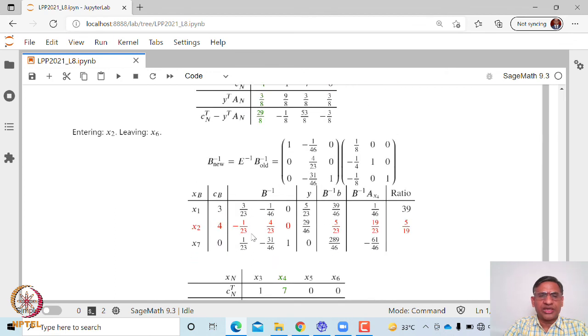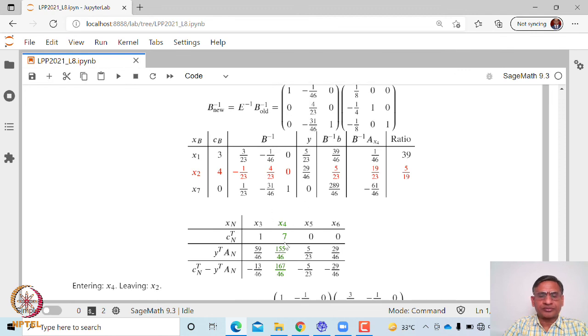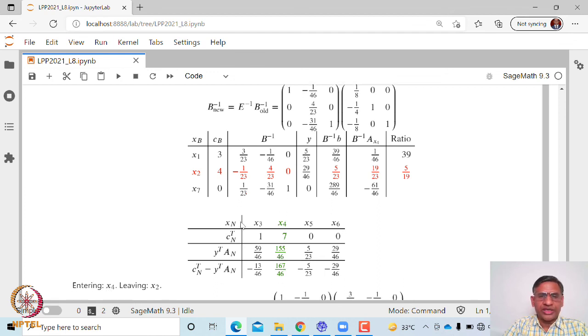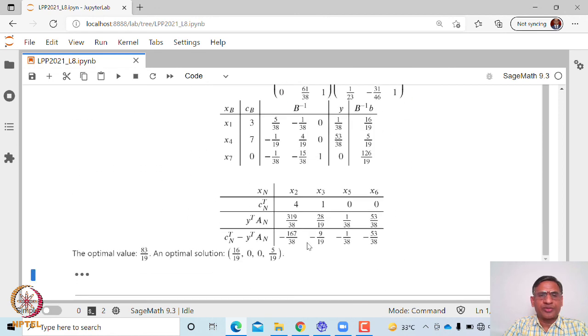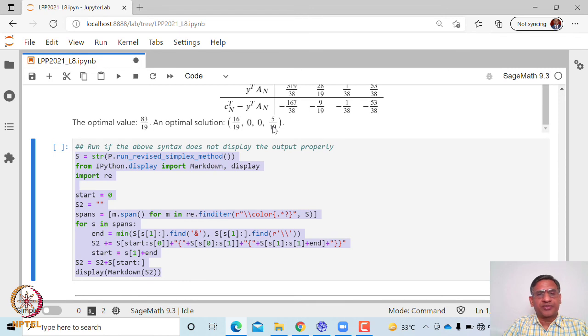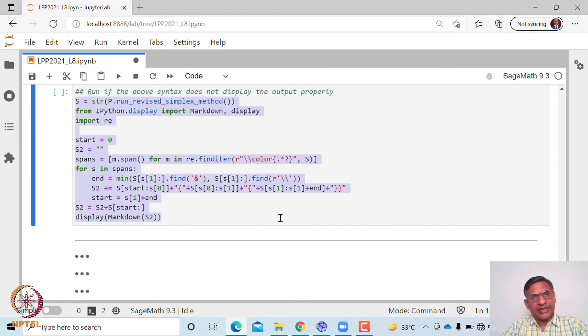Once you have this, then you can update again the new b, and after this again there is one positive. In this case this one is positive, so x4 leaves, and here x2 enters. Then once you have updated, you get the solution. That is what we got when we did each step separately. Or you can run this code in case Sage is not able to display p dot run revised simplex method, right? So this is how you can apply the revised simplex method to any problem.